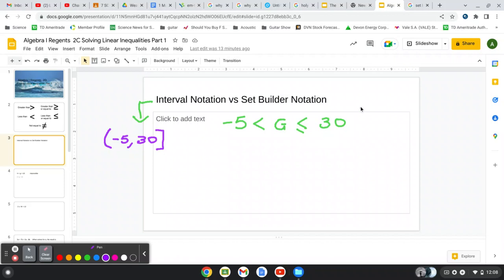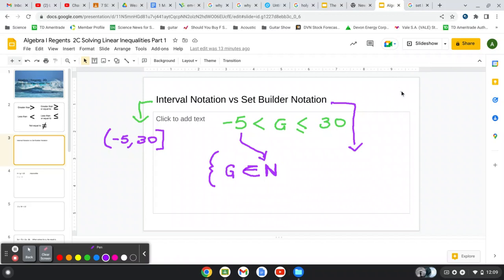So that's interval notation. Set builder, we would say this. We'll make our set with our brace. We'll use G. And G is an element, in other words, all that G could possibly be. And let's say I said natural numbers, an element of natural numbers. Now that wouldn't make sense because negative numbers are not natural. So we can't use N.